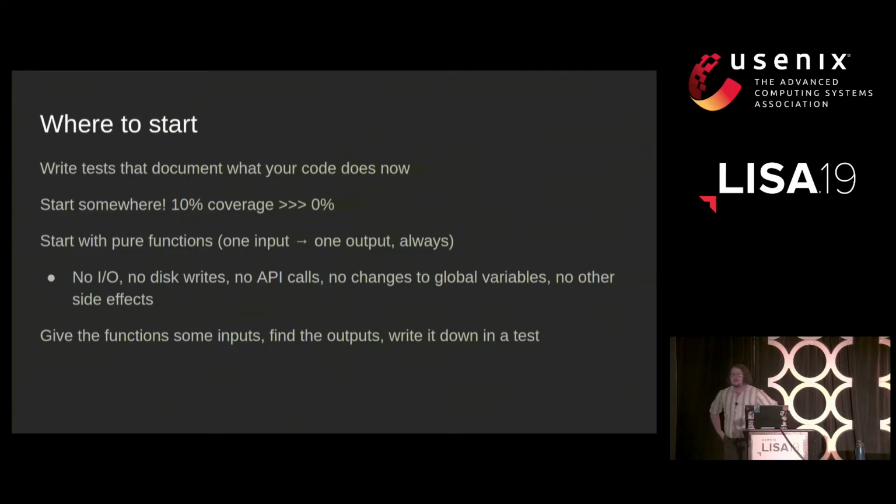So here is where I suggest you start. Write tests that document what your code does now. I've heard those called pinning tests. Code has bugs. That is a fact of life. The thing here is that it's better to know where those bugs are and what those bugs do, and then you can fix those bugs and know that you're fixing those bugs, and not fix them accidentally or have them just be out there somewhere.